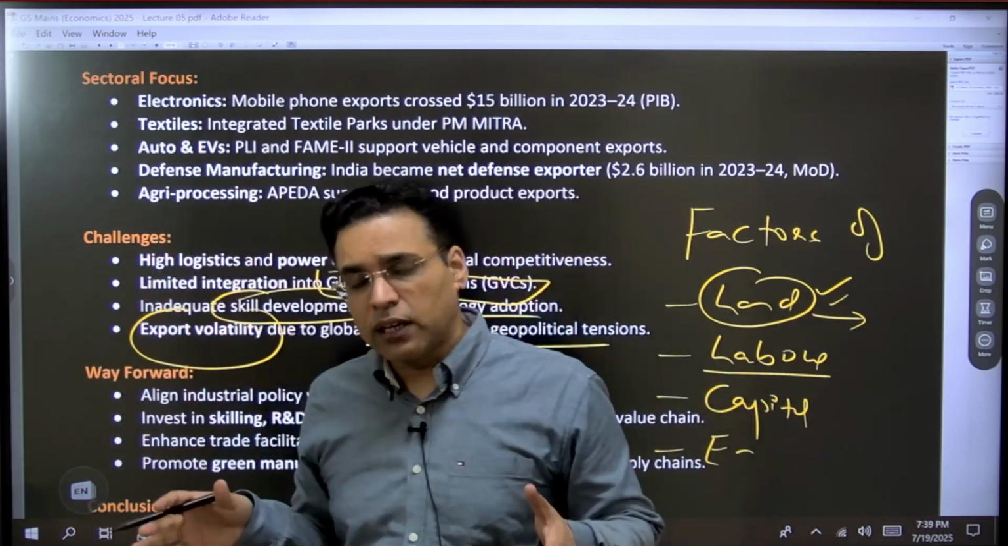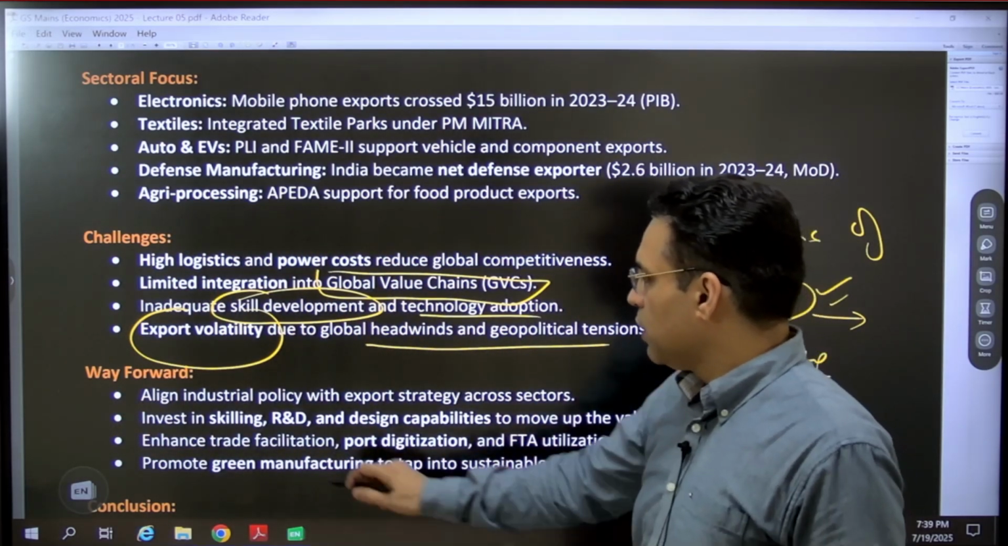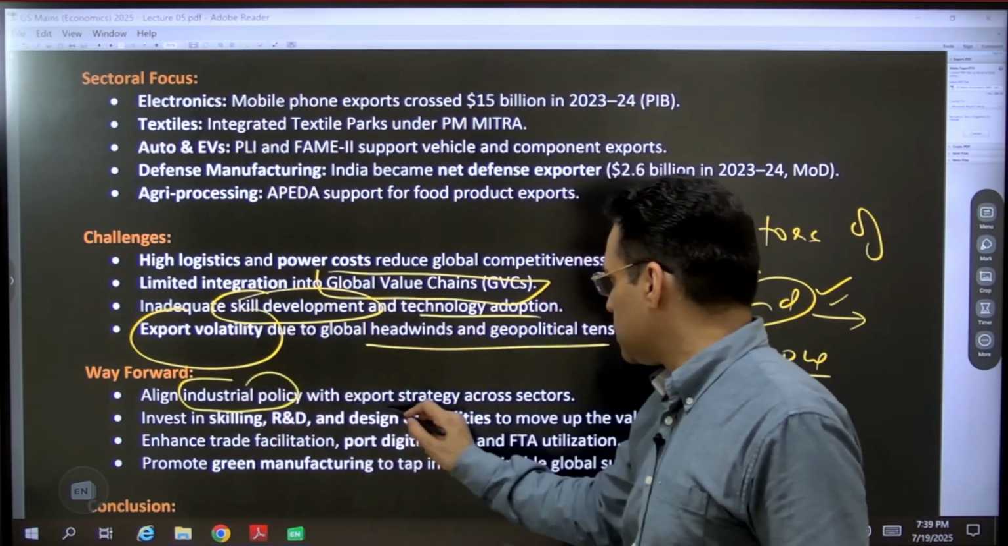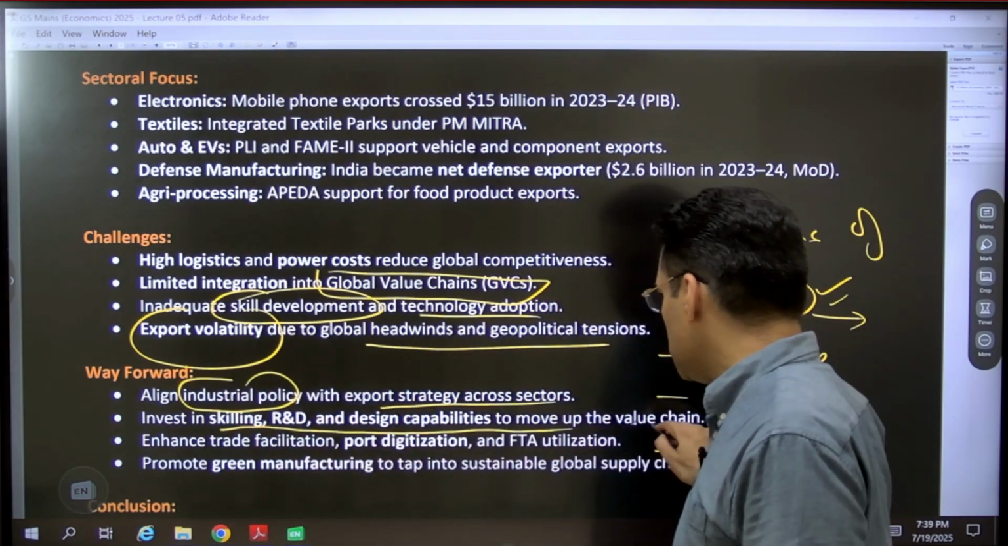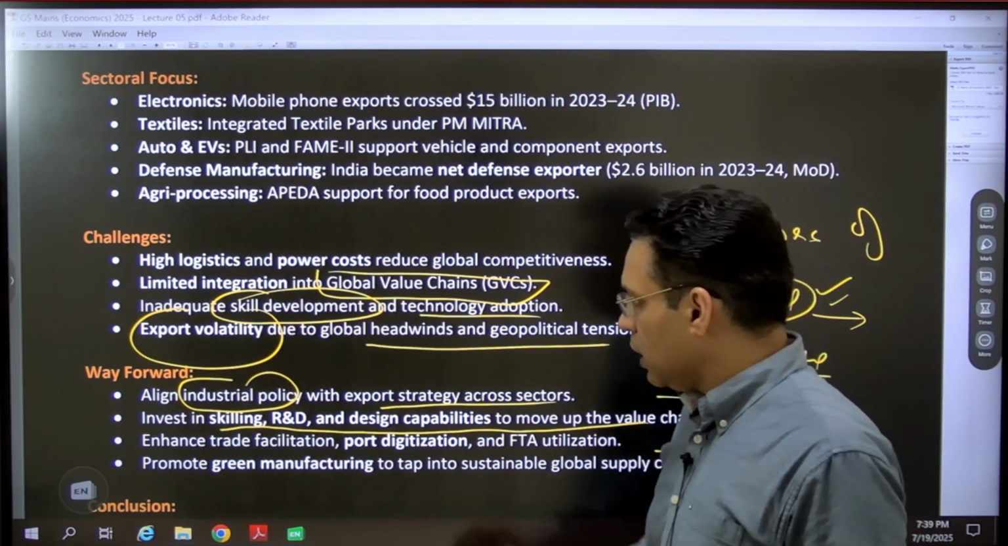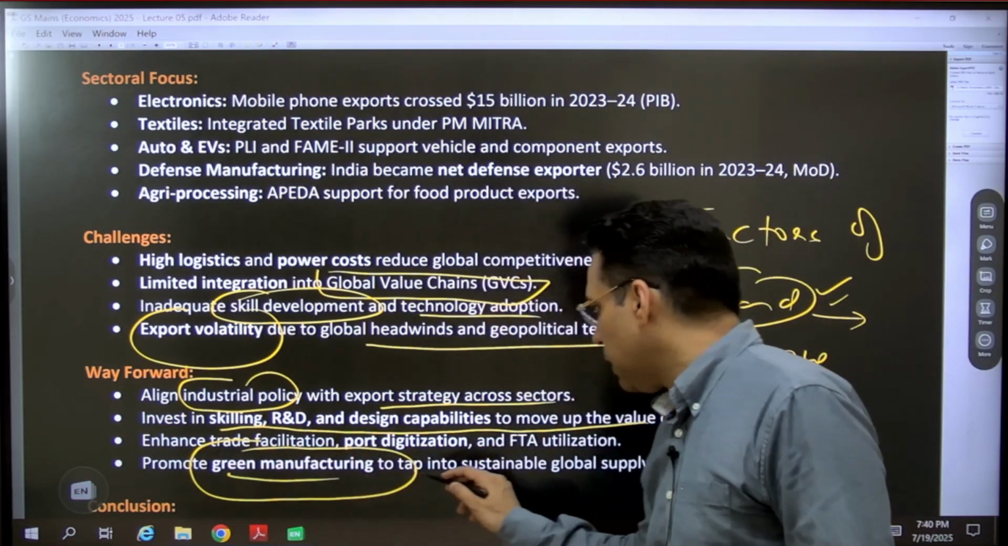Then externally we have global factors which are impacting the demand for the aspect. So that is where we need to align our industrial policy with export strategy across the sector, invest in skilling, R&D and design capabilities to move ahead.